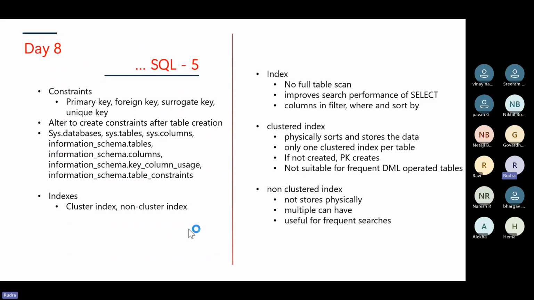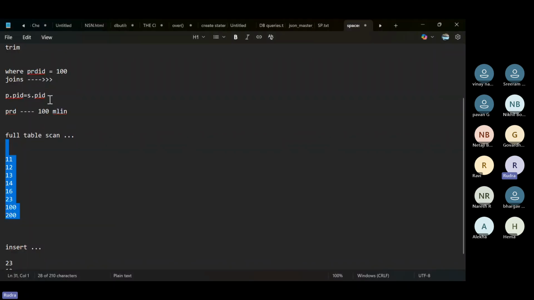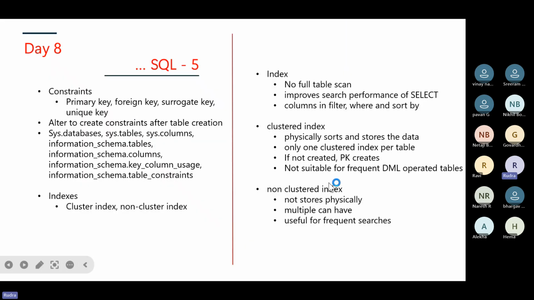When you have heavy DML operated tables with a cluster index, that is the cost. And the non-cluster index will not store any physical data, and you can have any number of non-cluster indexes. When you are writing some logic like where salary between, such searches will give you a lot of performance, whether inside your joins or any where conditions, wherever it is inside your SQLs. That's how you'll be using these indexes, which are very useful for performance.